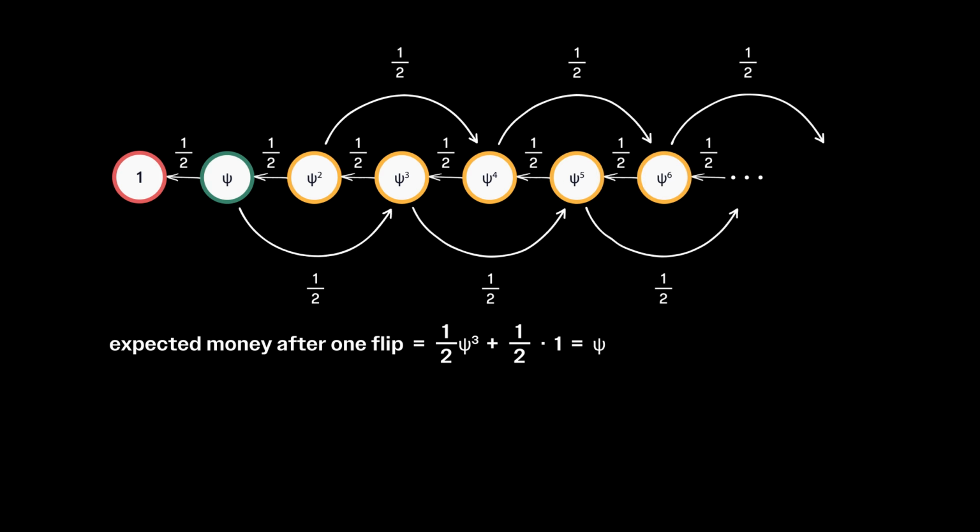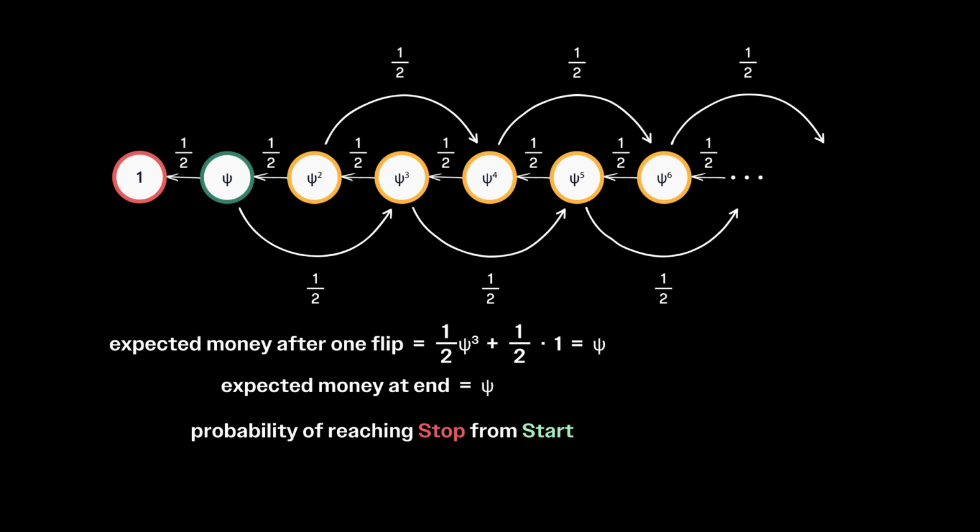We can keep flipping the coin. At the end, we still have psi dollars on average. I have to be careful when I say at the end, since the process might not stop. Again, I'll cut off the process after 1,000,000 coin flips. Later, I'll remove that cutoff. We're trying to find the probability of reaching the stop state. Let's call that probability P. I'll place it under the stop state in the diagram.